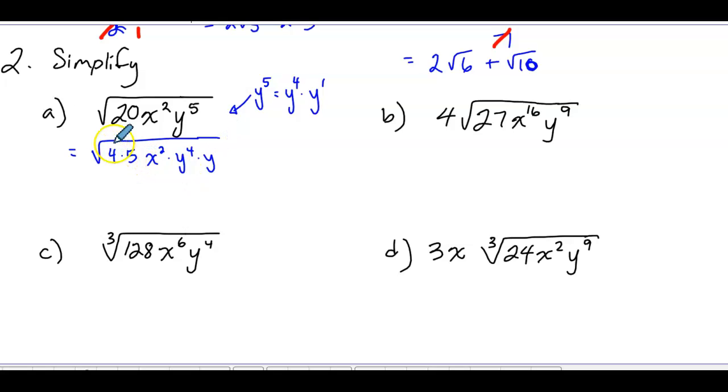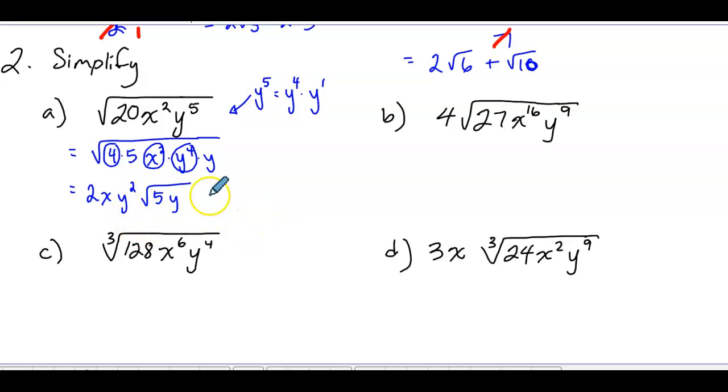Then my perfect squares are the 4, the x squared, and the y to the 4th. So they get to go out on the weekend. So root of 4 is 2. Square root of x squared is x. Square root of y to the 4th is y squared. Okay, what stays home on the weekend? 5y.